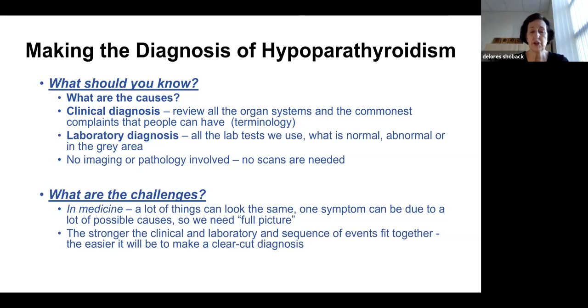And then finally, what are the challenges? We're going to go over this in some slides. I just say right from the start, in medicine, a lot of things can look the same. One symptom can be due to a whole bunch of different causes. So we need to have both the clinical diagnosis up here and the laboratory diagnosis. Those things need to fit together and everything needs to align. And then it becomes a lot easier to make the diagnosis.